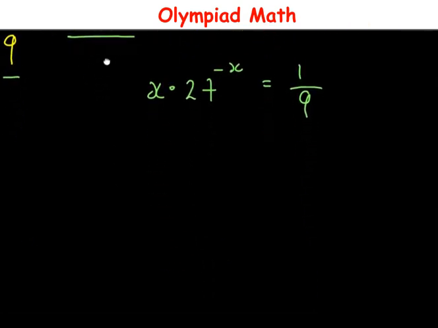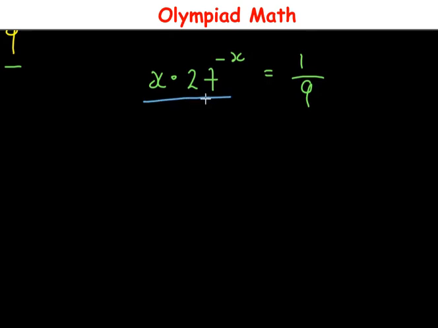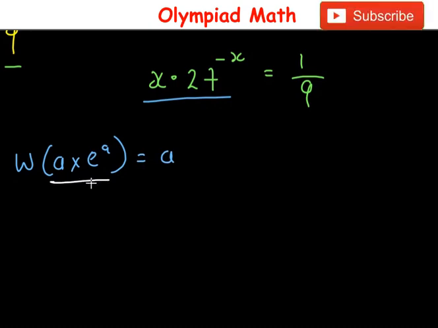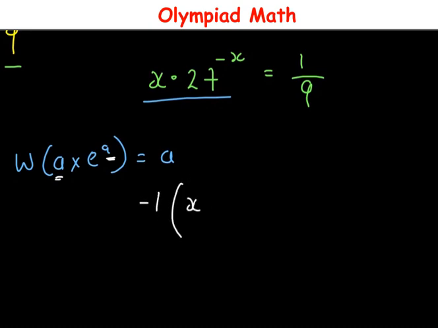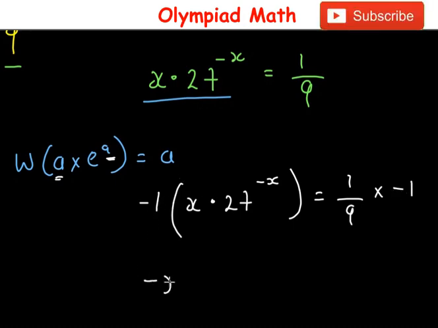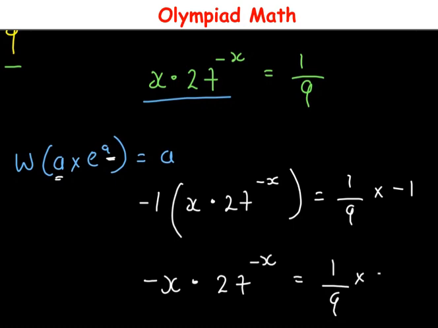Now, we're going to apply the Lambert-W function to the left-hand side of the equation. If you have a times e raised to power a and you apply the Lambert-W function, this equals a. In this expression, you'll notice that a is equal to the power a. But in this case, we have x, which is not equal to the power minus x. So to do so, multiply this equation with minus 1. We have minus 1 into bracket x times 27 raised to power minus x, and this equals 1 over 9 multiplied by minus 1. Multiplying this, we have minus x times 27 raised to power minus x equals 1 over 9 times minus 1.